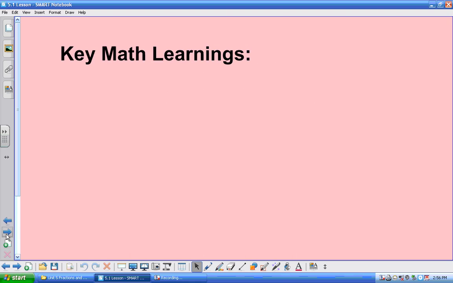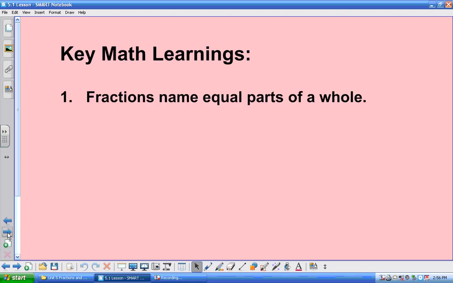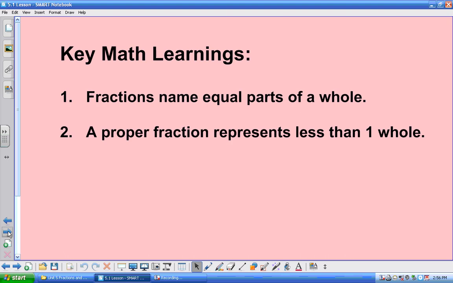First off, we have our title, and then we have our key learning. This is the first thing you have to know. You have to know how to name the parts of a fraction, and these fractions name equal parts of a whole. We'll talk about what this means in a minute. And the next thing is a proper fraction has to represent less than a whole. You're actually going to be introduced to something a little bit later, called improper fractions.